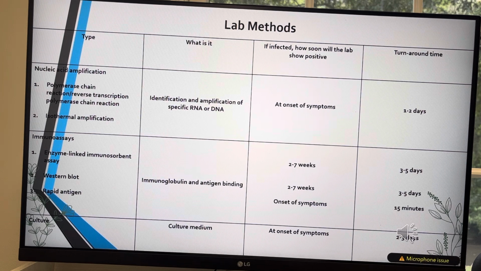These tests have a specificity of 99%. Specificity being the percentage of time the lab is positive that the patient has that specific disease. So if the nucleic acid amplification test is positive, that patient very, very likely has that disease that you're testing for.